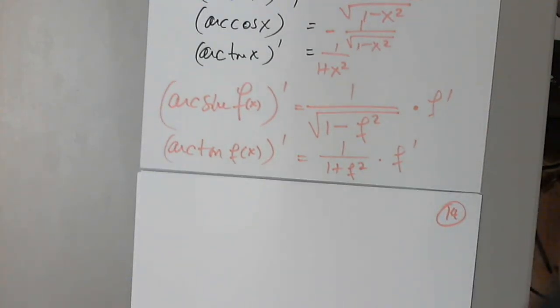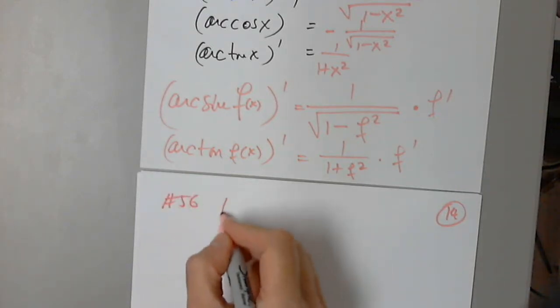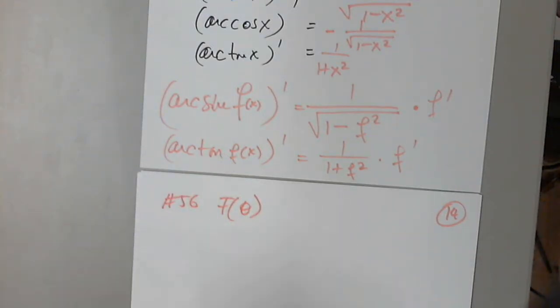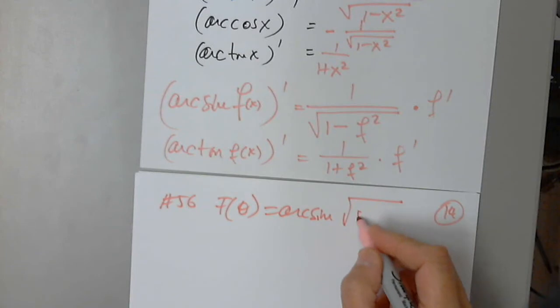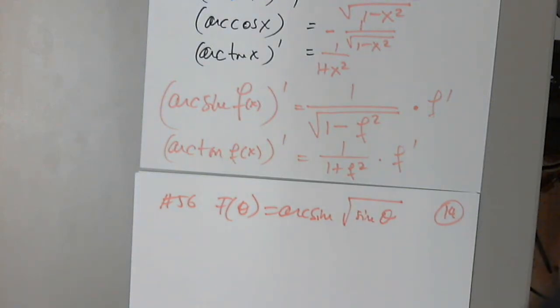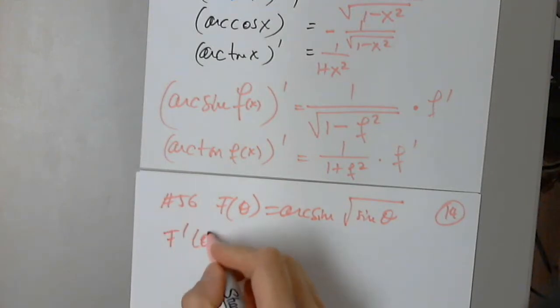Okay, so let's look at 56. F of theta equals arc sine of the square root of sine theta. Let's first of all look at this function and decide how many functions are in there. The outer function is arc sine. The next further is square root. And the last one, the innermost one, is sine theta. Perfect. So let's differentiate. F prime of theta.